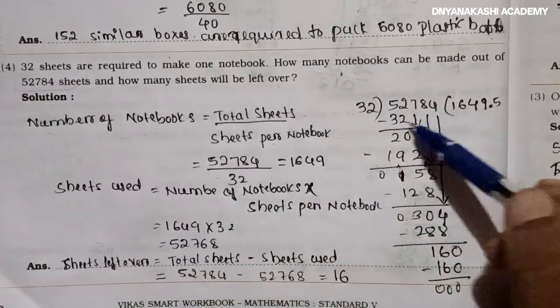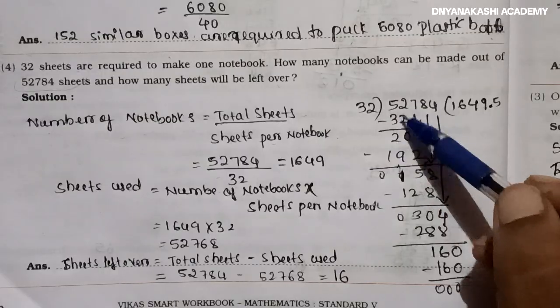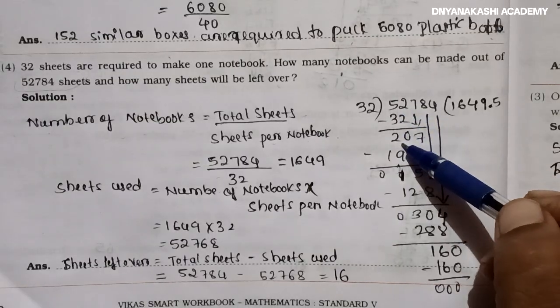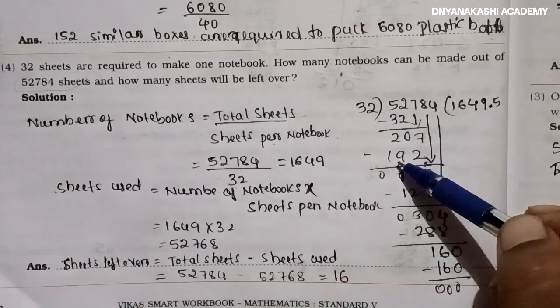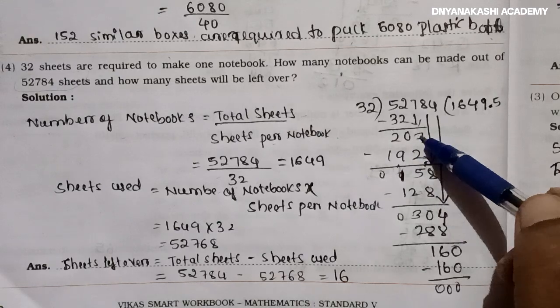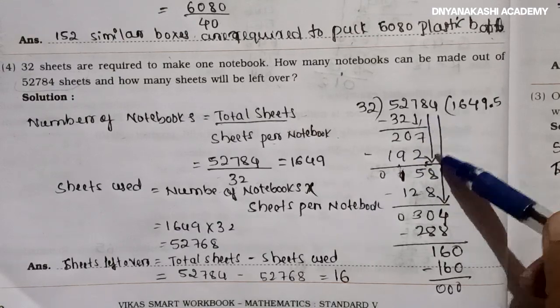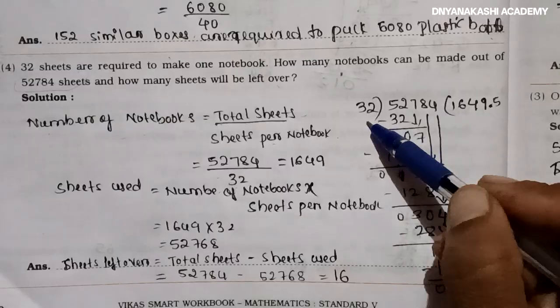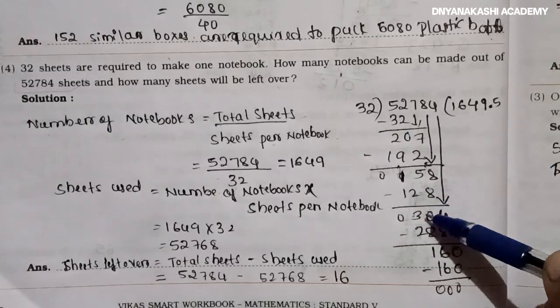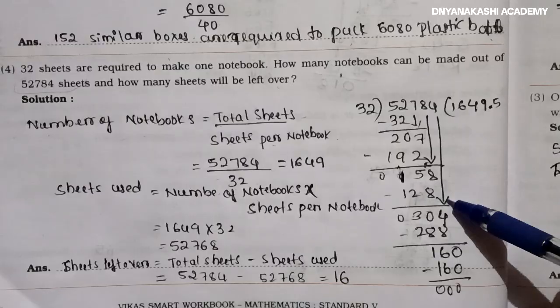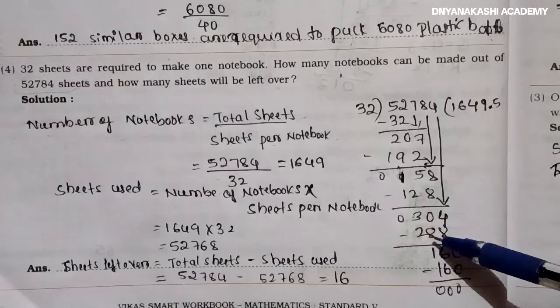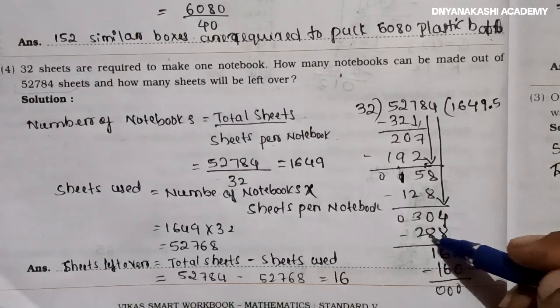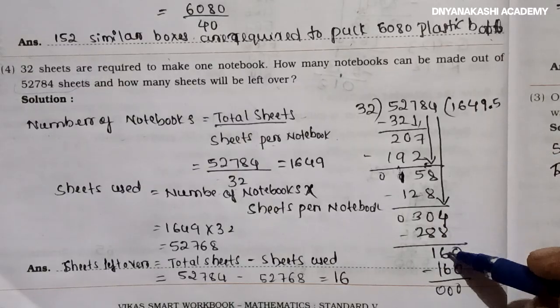32 ones are 32. Remainder is 52 minus 32, we get 20. And 7 take downside. 32 sixes are 192. The minus here, and 15 is the remainder. 8 take downside. 32 fours are 128. The remainder is 30. 4 take downside, and 32 nines are 288. The minus here, and 16 remainder.